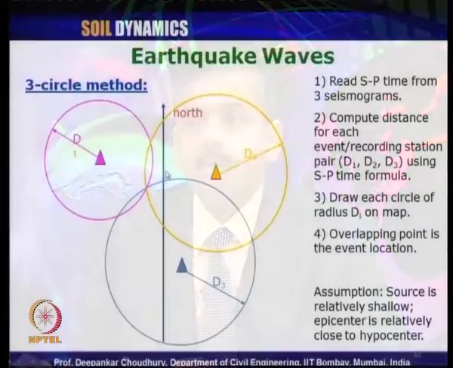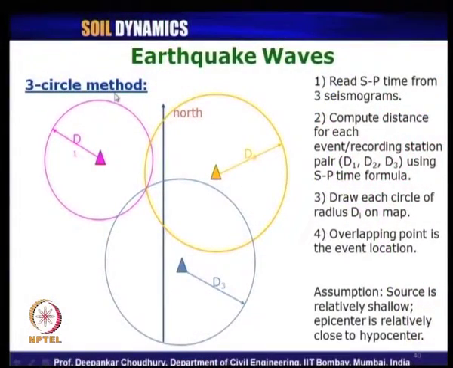So, this 3 circle method is mentioned here. You can imagine if we use a larger number of circles here, obviously we will get a much more precise result, because suppose some recording station is having some difficulty during the recording process, or some manual error, or some damage to the instruments, or something else has happened.